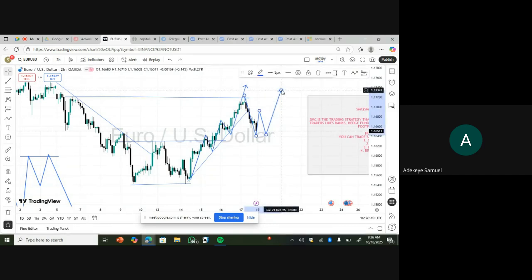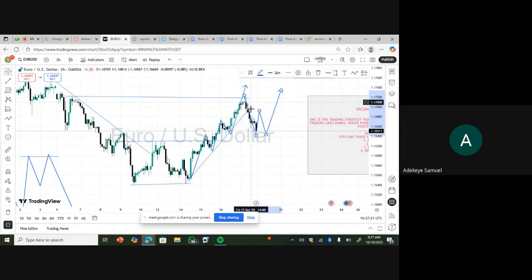Because the structure of the market was an uptrend here, and that has already changed character because of this chart formation. So that's how to identify the footprint of institutional traders: to know the structure, to know who is in control of the trend, whether the buyers are in control or the sellers are in control.